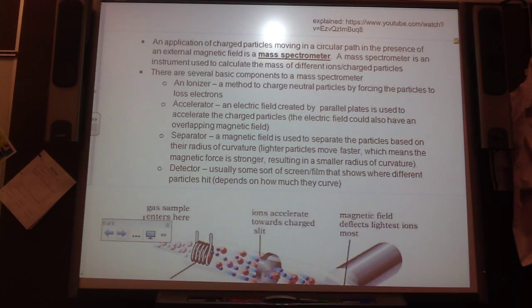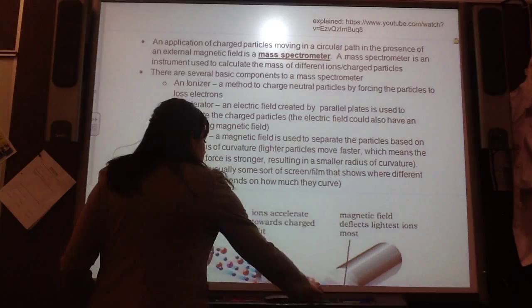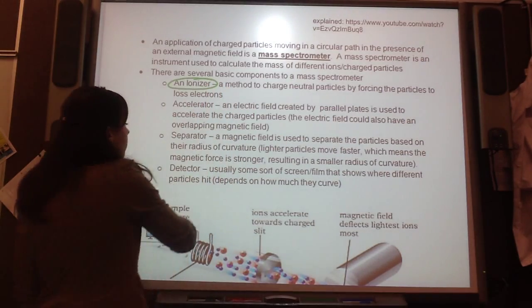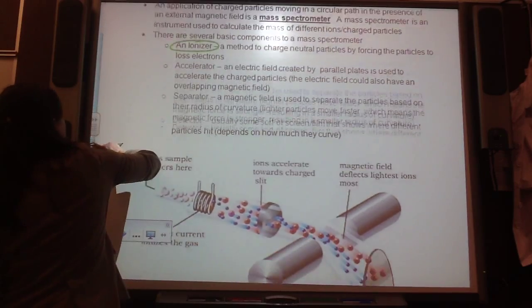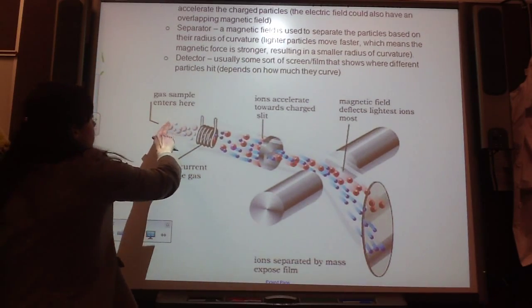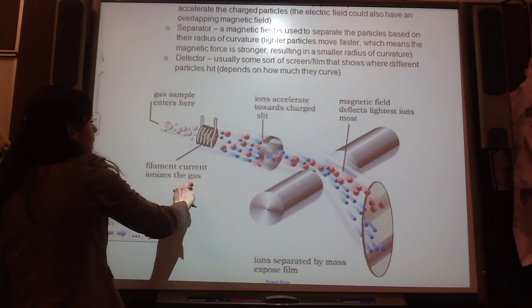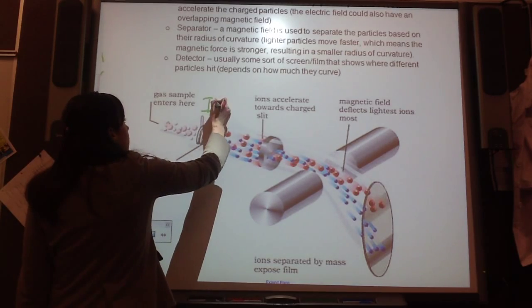But how it works is physics, right? There are several basic components to this. First you have your ionizer. This is a method to charge neutral particles by forcing the particles to lose electrons. So this is a big important one. We have our ionizer. Here, gas enters, and a filament current ionizes the gas. So here is our ionizer.